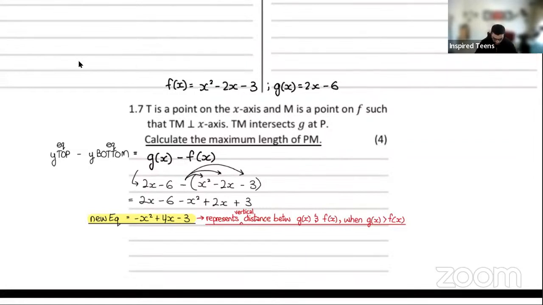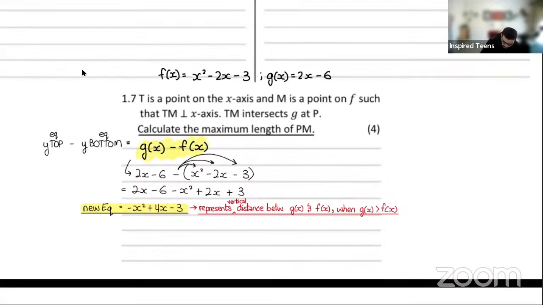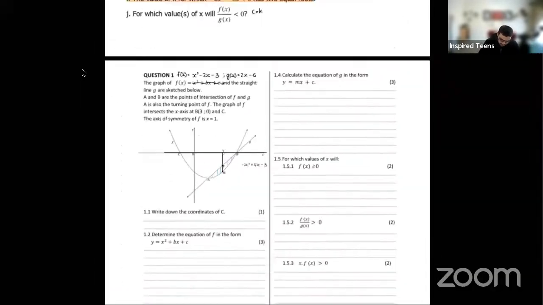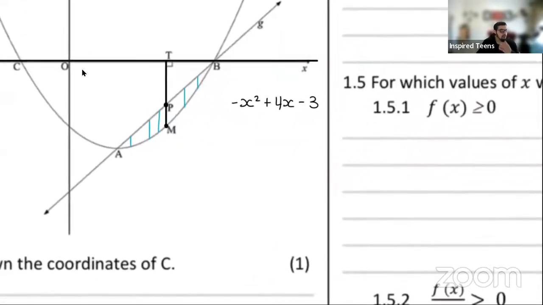Okay, so remember I said we solve for this new equation by saying g of x minus f of x, right? Y top minus y bottom. And this equation represents a general vertical distance between g of x and f of x when g of x is above f of x. So I showed you all of these lines. That equation could represent any of these lines. And in fact, we could calculate the distance of any of these lines, provided we have their x values.